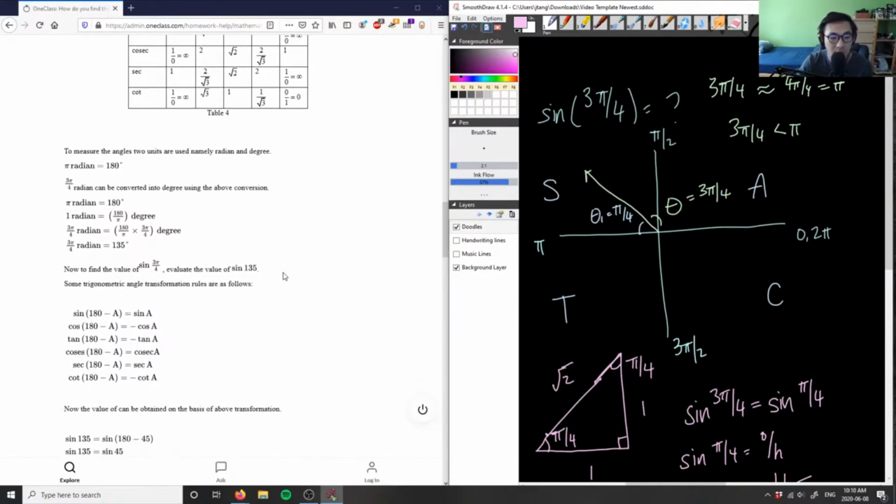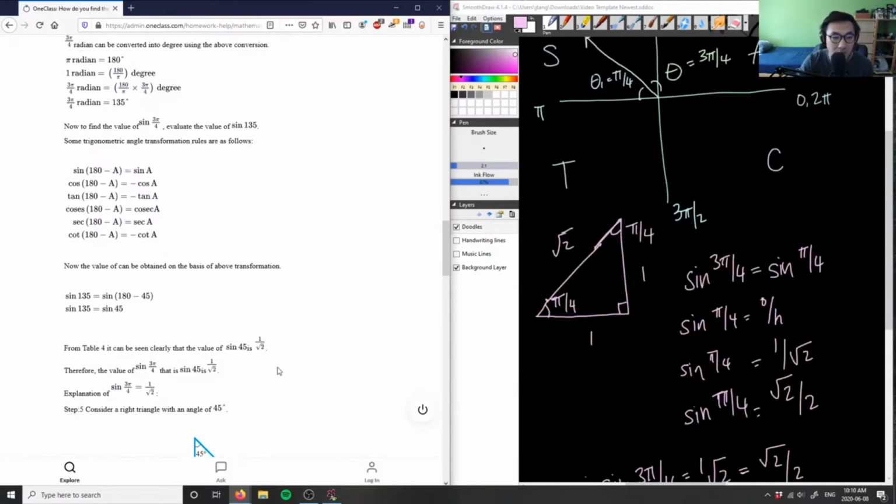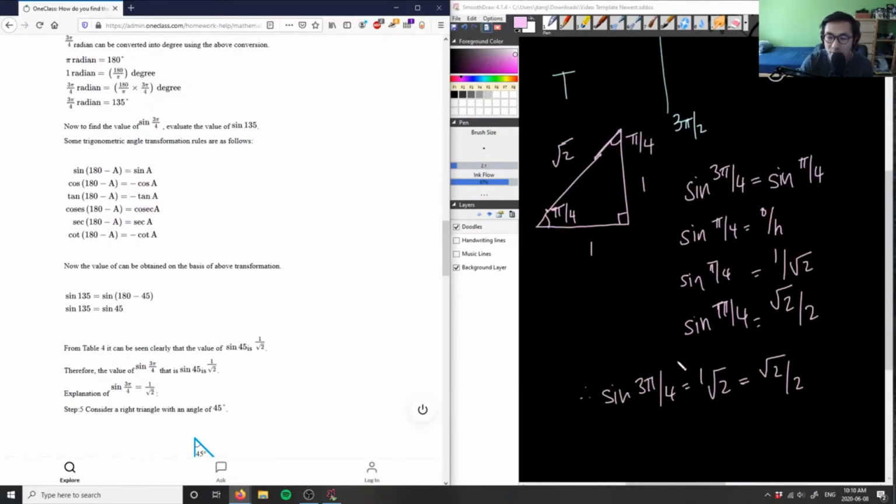What they did here was they plugged in their equivalent trig ratio. They plugged in this first equation, sine of 180 minus theta, or angle A, equals sine theta. We know that in this quadrant, sine is also positive. So they know that sine 135 is equivalent to sine 45, and sine 45 is simply pi over 4. As you can see, they wrote that sine 45 is 1 over root 2, which is our answer here. Therefore, sine 3 pi over 4 is also 1 over root 2.